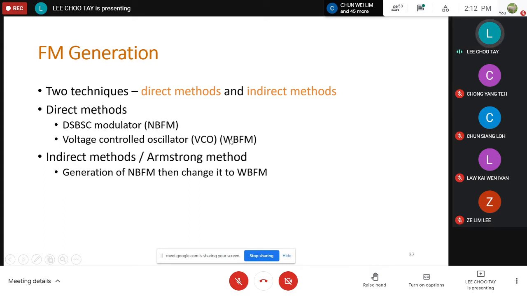However, the more popular way of generating wideband FM is the indirect method. We're going to look at the most popular indirect method, which is the Armstrong method, later on. The indirect method basically involves the generation of narrowband FM first, and then we change it to wideband FM.